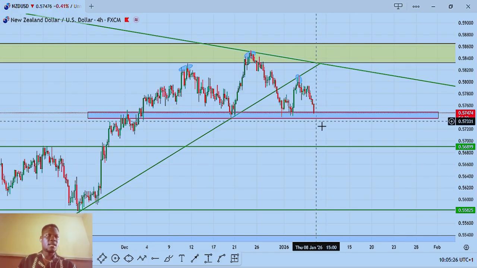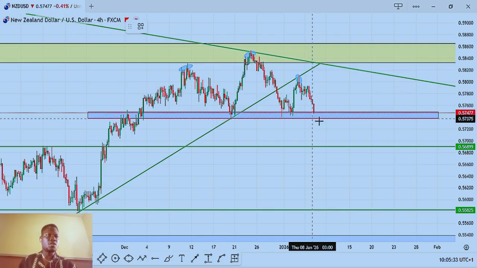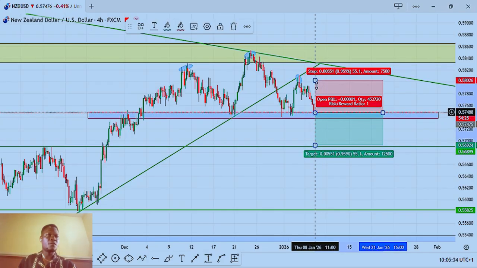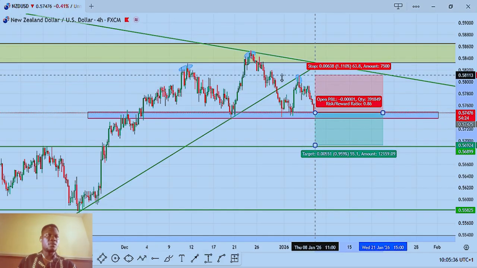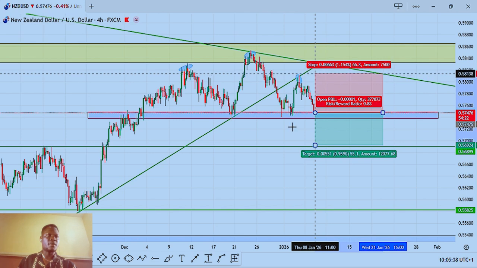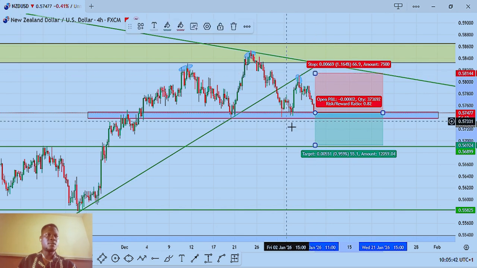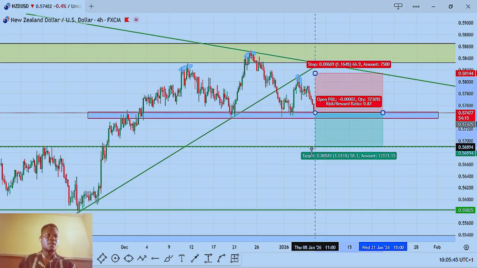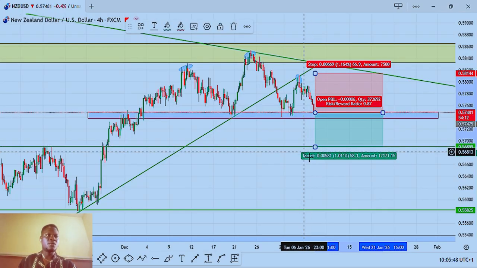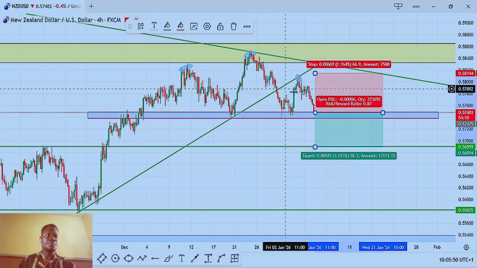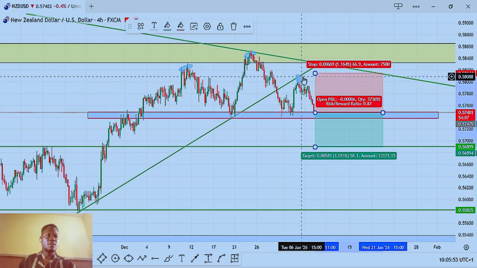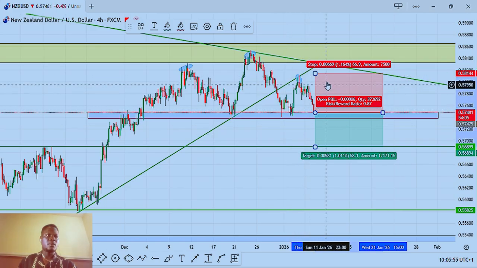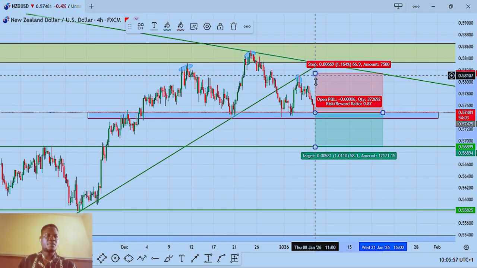But let's see how this candlestick closes. If I see a bearish engulfing candlestick, I'm going to be selling. Just put my stops above here, that's like 66 pips. I'll put my first take profit here to make 58 pips on this trade. So I'll be risking 1% to make 1%.